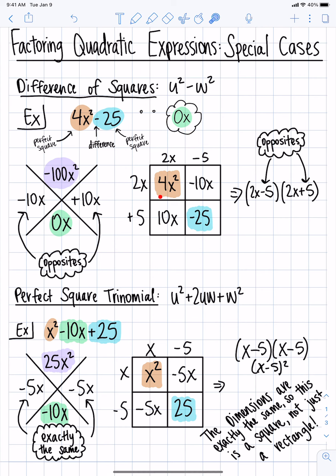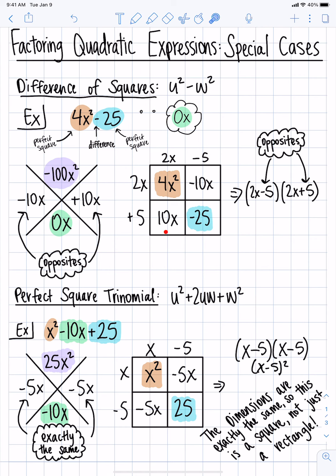We put our 4x squared in the top left and our negative 25 in the bottom right. We know if we multiply these numbers diagonally, it's going to be this negative 100x squared, and I'm going to put that in the top of my diamond problem. So I'm looking for two numbers that multiply to negative 100x squared and add to this 0x. Hopefully we know that that's going to be negative 10x and positive 10x. Something to keep in mind is that these numbers are exactly opposites. We've got a positive and a negative 10.